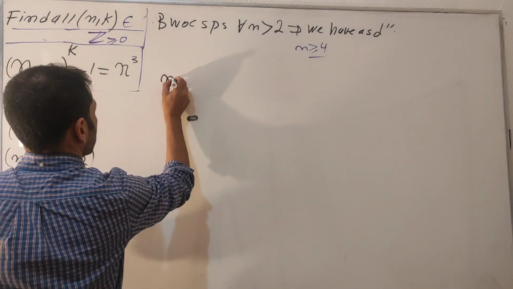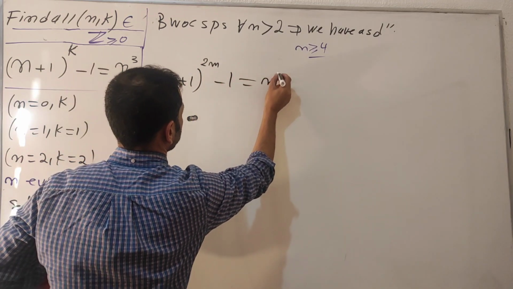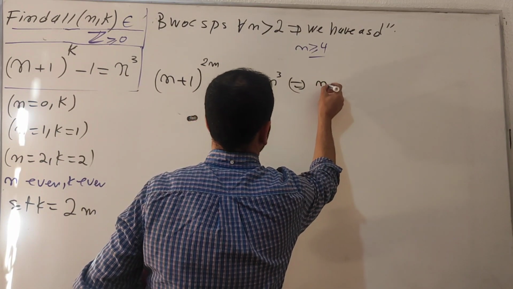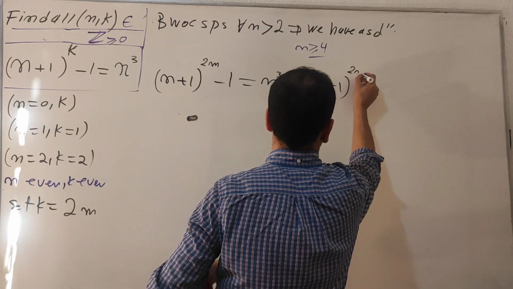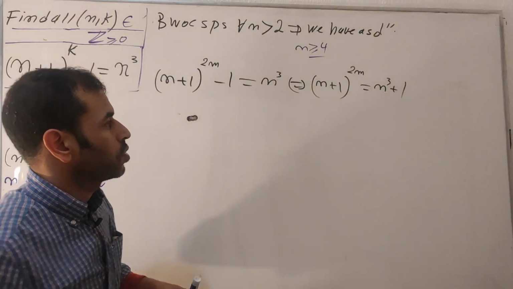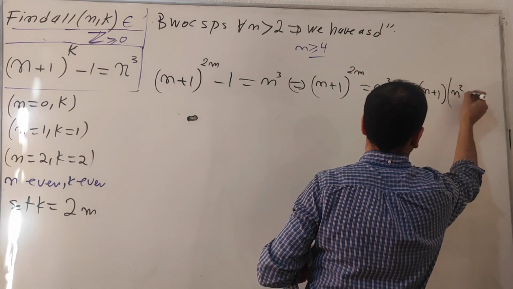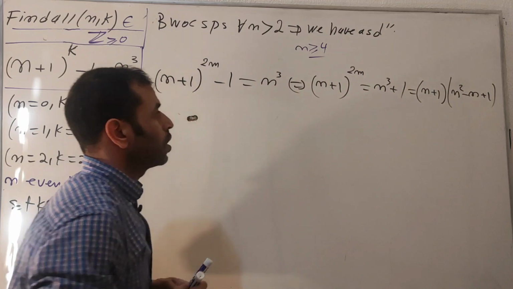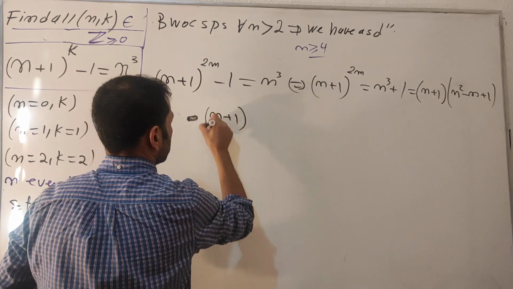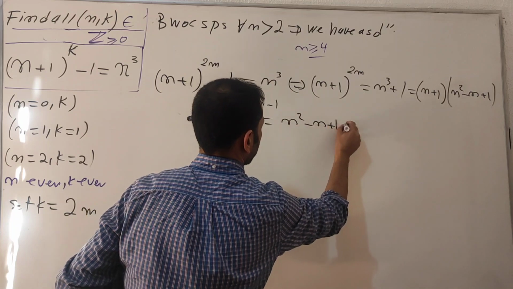So I get the following: (n+1)^(2m) minus 1 equals n cubed. As we know, taking this minus 1 to the right, I get (n+1) raised to the 2m, as an even exponent, equals n cubed plus 1, okay? So as we know, this one was in the form of the product (n+1) times (n squared minus n plus 1). Let's cancel out n plus 1 from both sides. I will be left with (n+1)^(2m-1) equals n squared minus n plus 1.